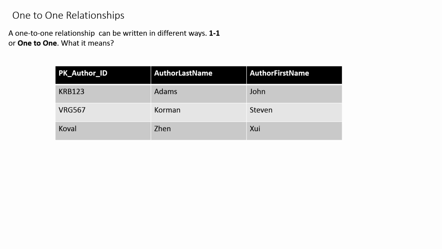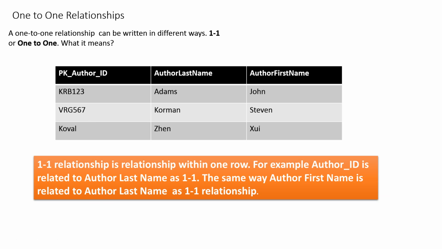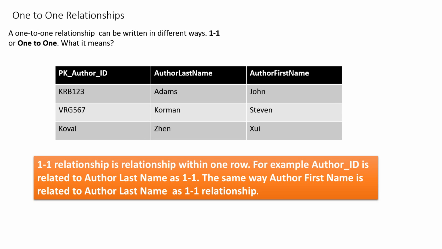So the simplest relationship is the one-to-one relationship. For example, we have a table, I call it authors, right? The authors table has 3 fields: primary key author ID, author last name, and author first name. And I have some data entered for you, right? One-to-one relationship is a relationship within one row. So every item within one particular row is related to each other.